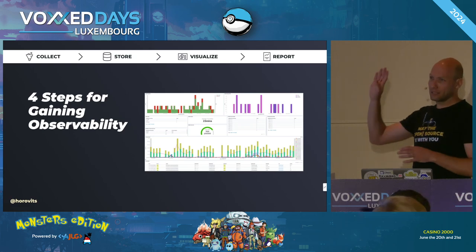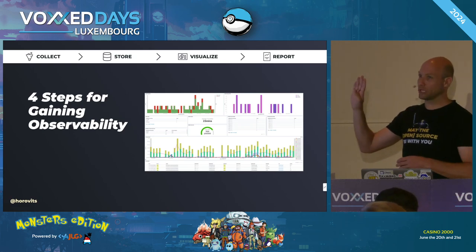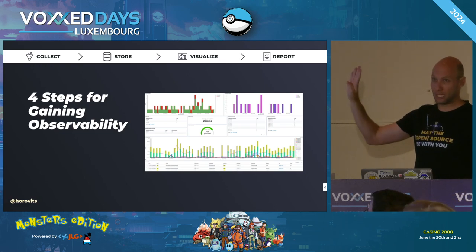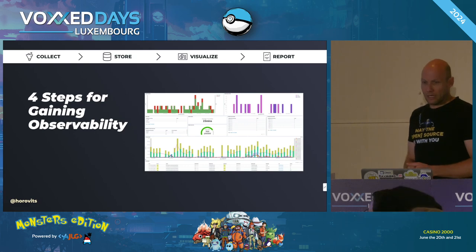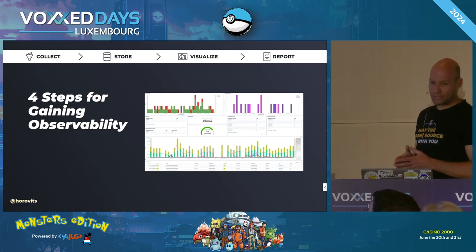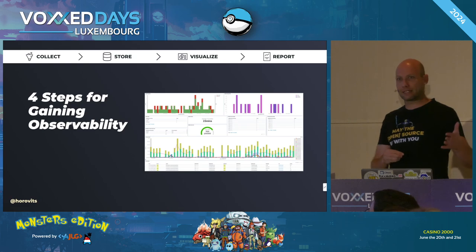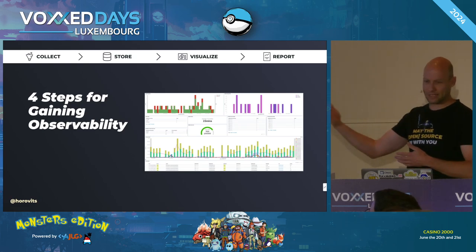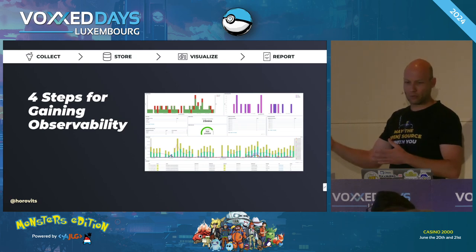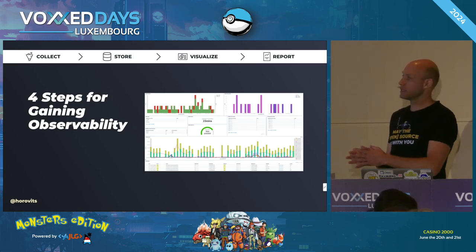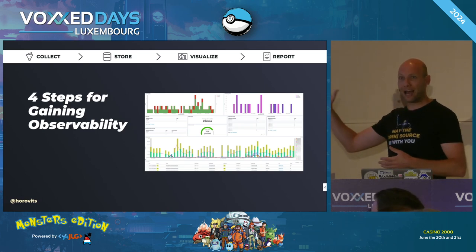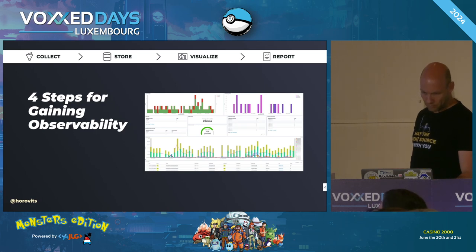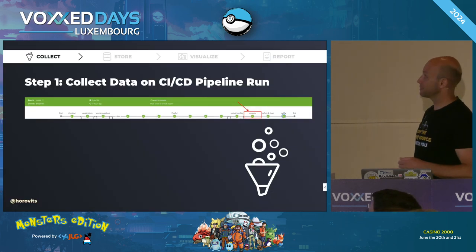Essentially, it takes four steps to do that: collect, store, visualize, and report. In terms of the tech stack, we have a lot of expertise with the ELK stack, Elasticsearch. In recent years, we moved to OpenSearch, the open source successor, or fork. We started our journey there. So I would like to show you how these four steps took place with this tech stack. And let's start with the first step, the collect phase.